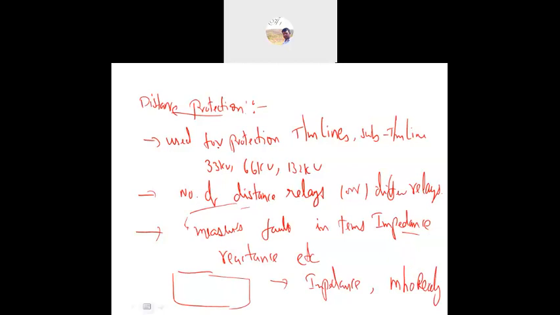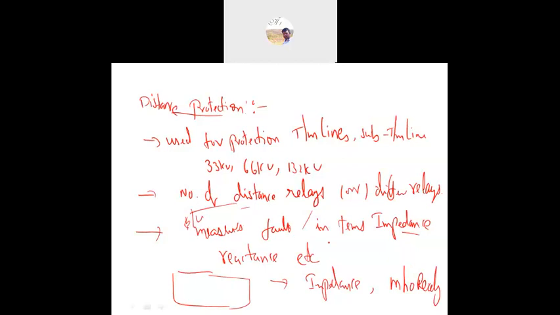Distance protection is used for transmission lines of 33 kV, 66 kV and 132 kV. It includes a number of distance relays, either the same type or different types of relays. The distance relay measures the distance between the relay location and the fault point, in terms of impedance and reactance.